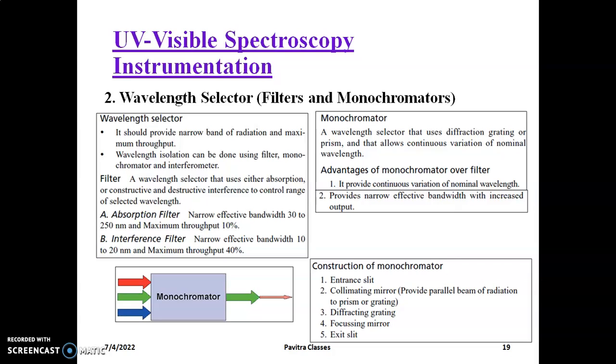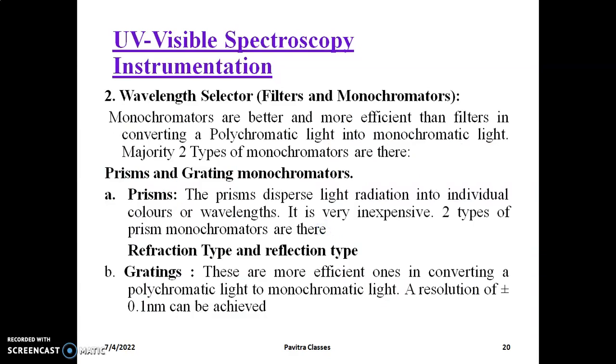They provide continuous variation of radiation over the nominal wavelength range, and they also provide narrow effective bandwidths compared to filters. The construction of a monochromator involves an entrance slit, collimating mirror, prism or diffraction grating, focusing mirror, and the exit slit. Coming to the monochromators, there are majorly two types: prisms and gratings. Usually these are used for converting polychromatic light into monochromatic light.